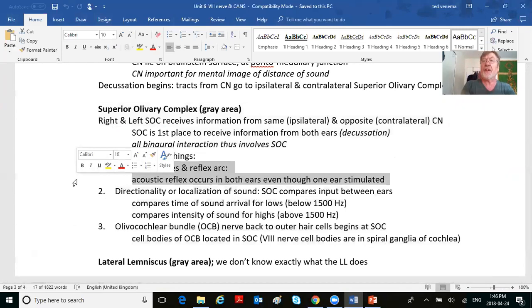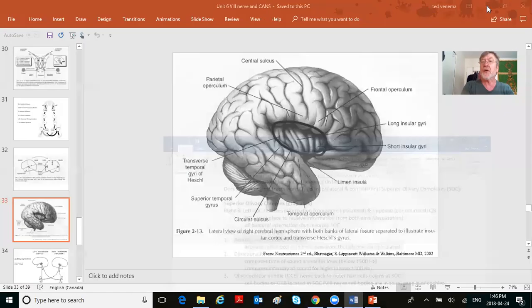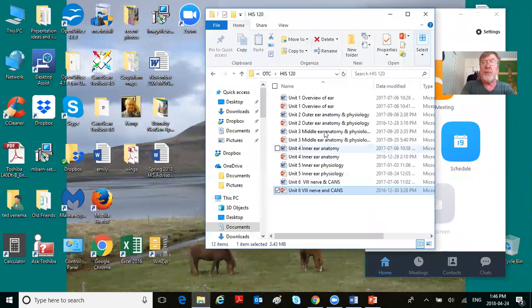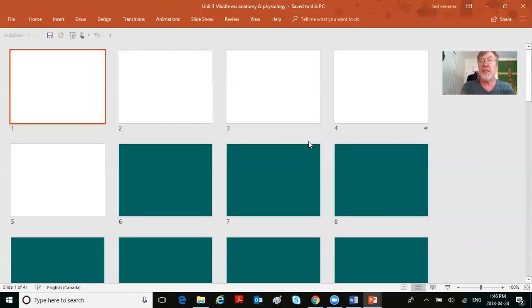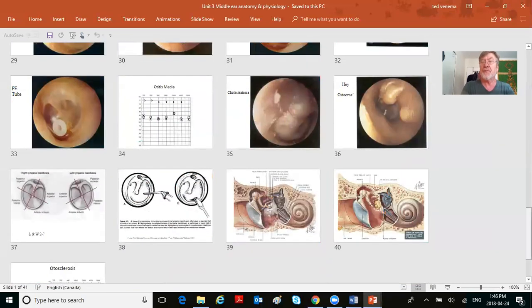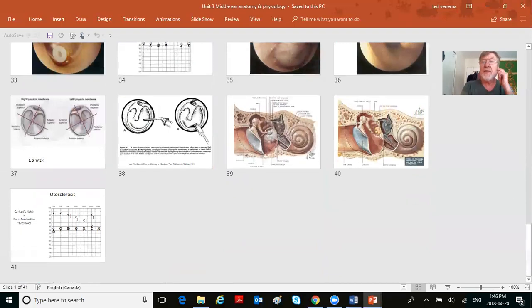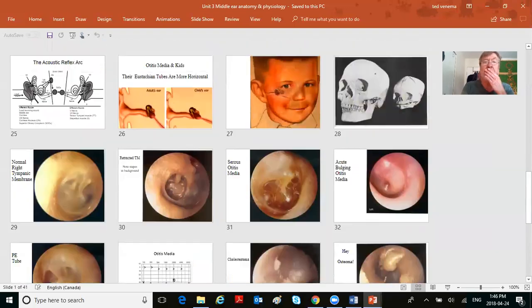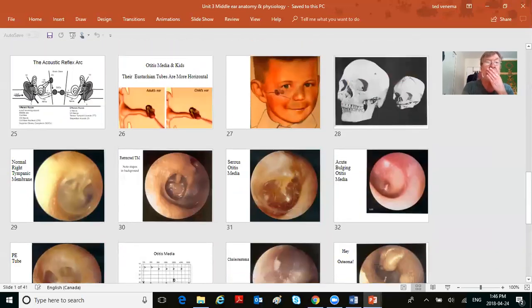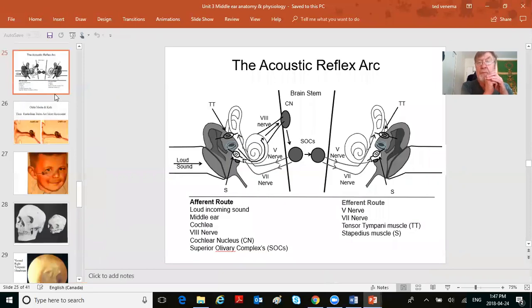Now, if you think about the acoustic reflex arc, I'm going to make this small, and let's pull up our pictures of the acoustic reflex arc. I'm going to just pull up Unit 3 PowerPoint, way back when we covered the middle ear. Let's see if we've got that. Acoustic reflex, here it is. So take a peek at this.